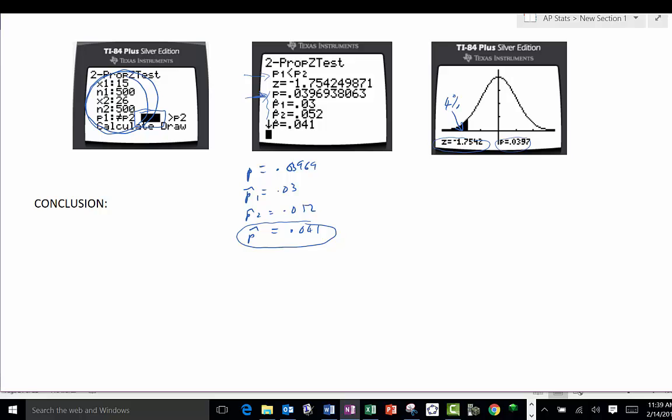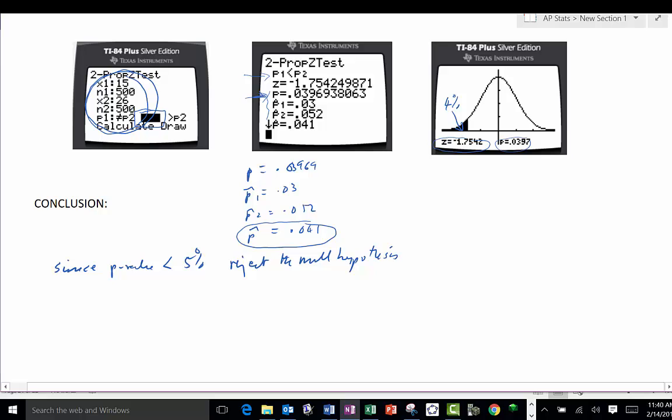The conclusion is, since the p-value is less than the stated significance value, we reject the null hypothesis and conclude what? Well, we've rejected the null hypothesis, so we reject it in favour of the alternate. The alternate says that the proportion affected by the aspirin is less than the proportion of those using the placebo, but it absolutely needs to be in context.